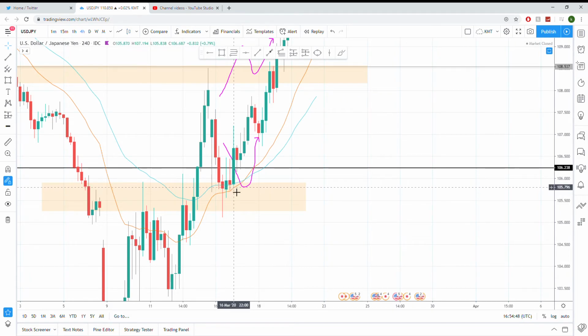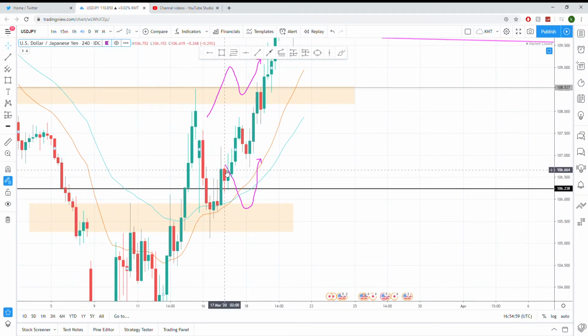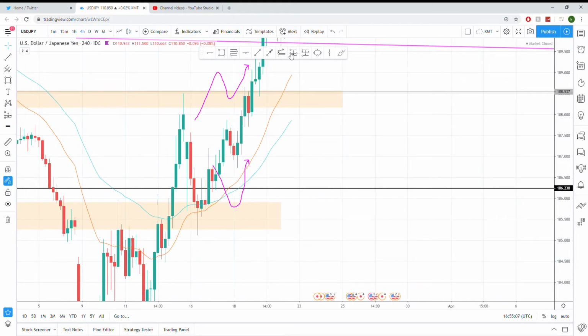So we move on to the next 4-hour, and if you actually look, we have another rejection candle, and then if you have a look again, the next 4-hour candle, we find a bullish candle. So this would be a very good position to get into here.